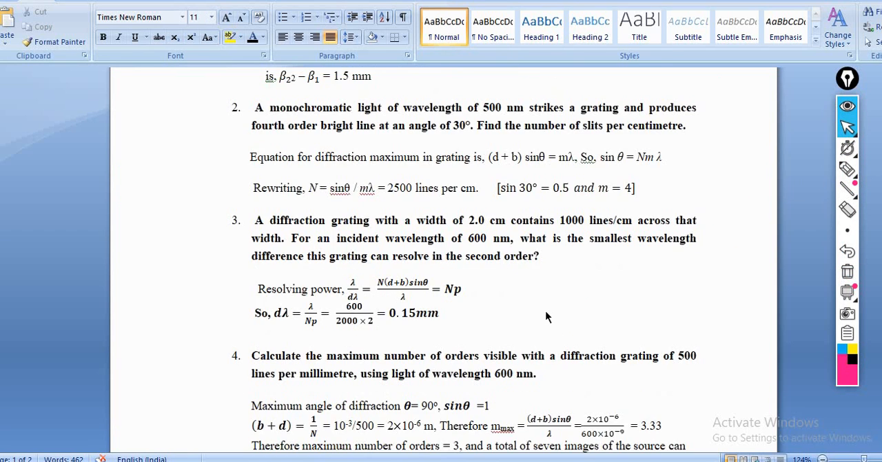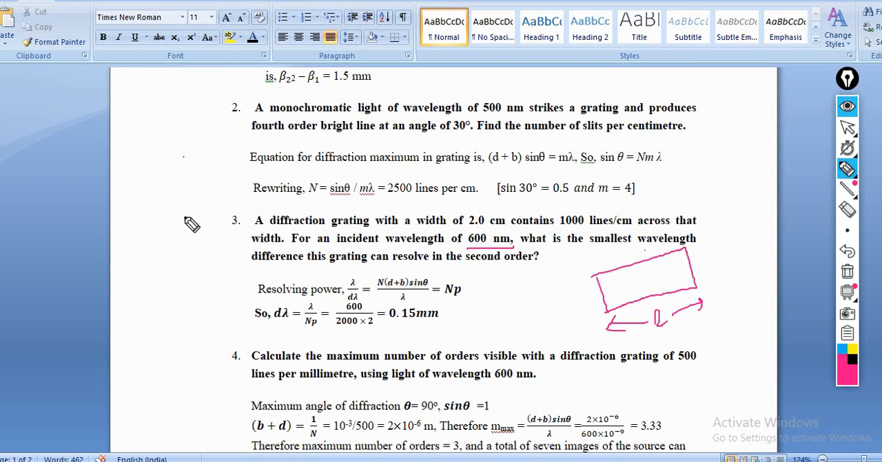Come to the third problem. A diffraction grating of width 2 cm contains 1000 lines per centimeter. So I have a grating of width 2 centimeters, and per centimeter we have 1000 lines, so we have a total of 2000 lines. Now the incident light is 600 nanometer. We need to find the smallest wavelength difference this grating can resolve in the second order.